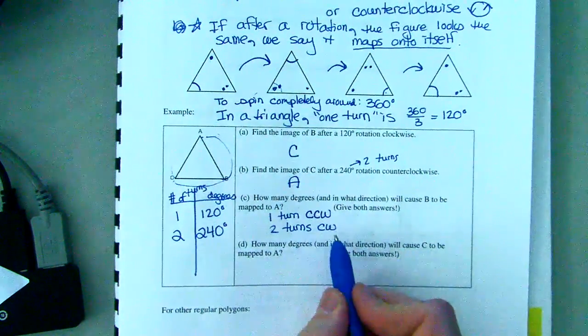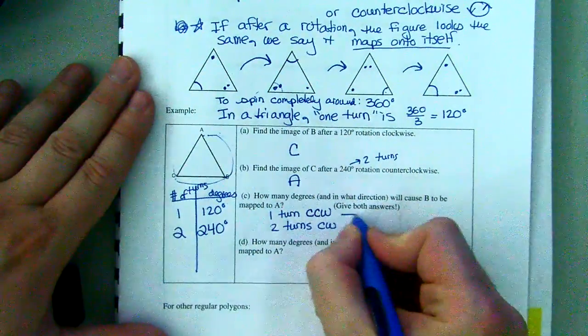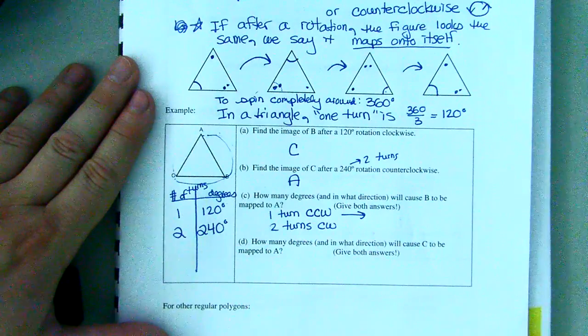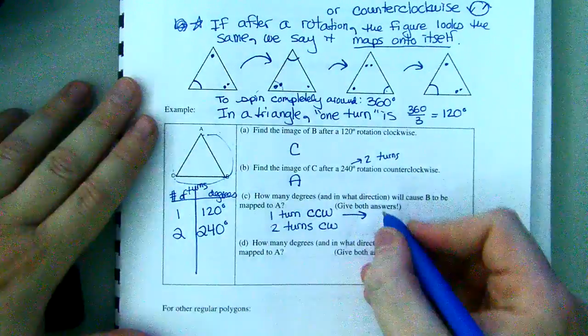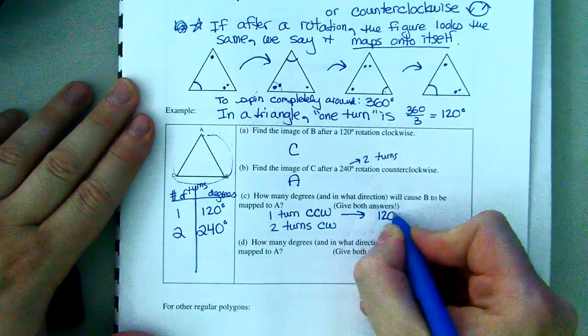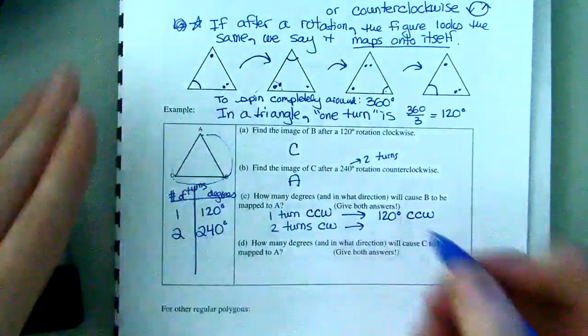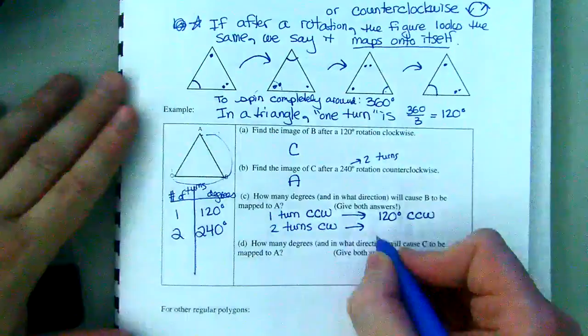This is going to help me do things, but when we give answers, we want them in terms of degrees. 1 turn, we said, was how many degrees? It's in the chart. 120. I can say 120 degree rotation counterclockwise. 2 turns is how many degrees? 240, says it in the chart.